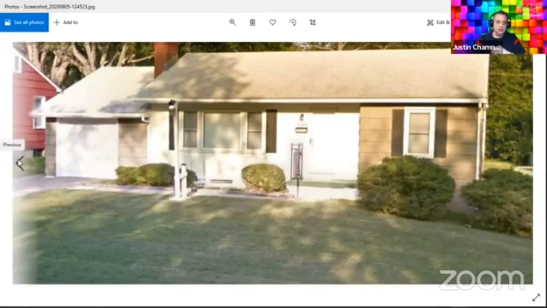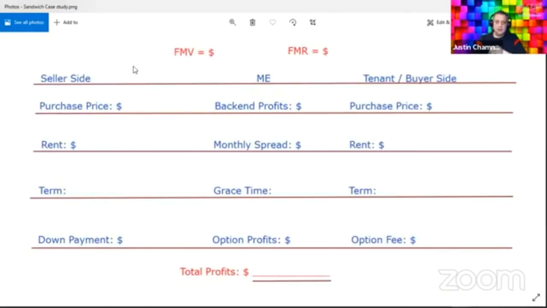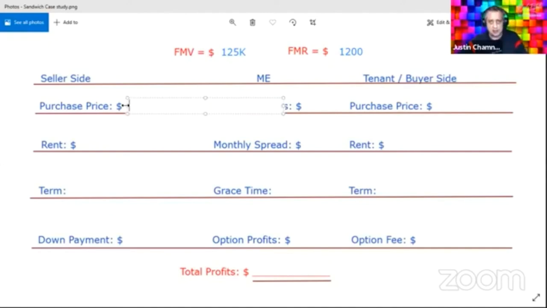Absolutely. So let's go back here to our form and do a little work on this one. Fair market value is $125,000. Fair market rent for this neighborhood, $1,200 a month. Kind of a higher rent neighborhood, which is great for me. It's going to work out really good in the long run. The purchase price I negotiated with the homeowner was $125,000. This guy would not budge. He wanted full asking price, and that's okay because that's what I offered him: full market value, $125,000.